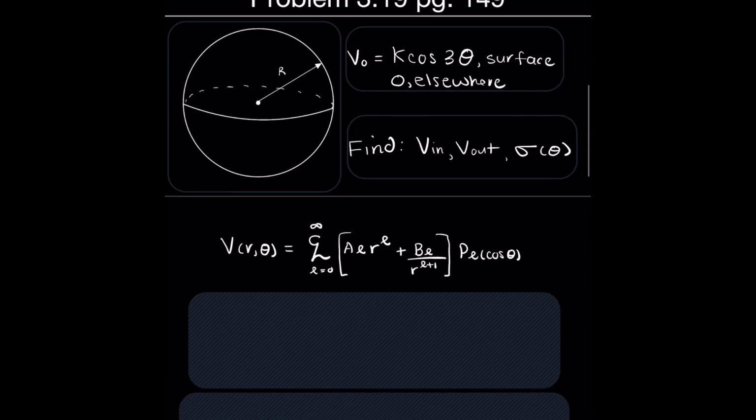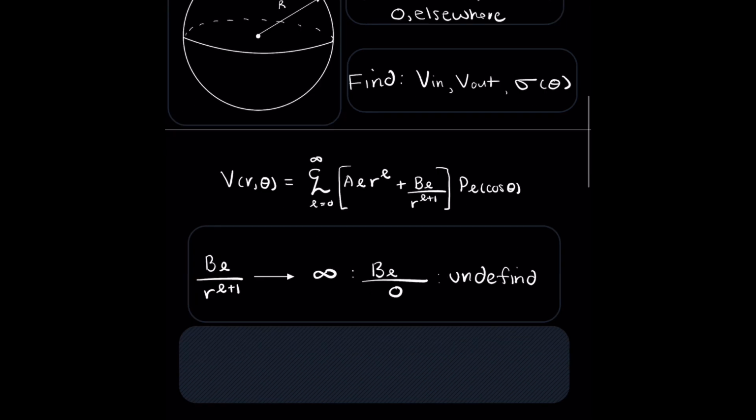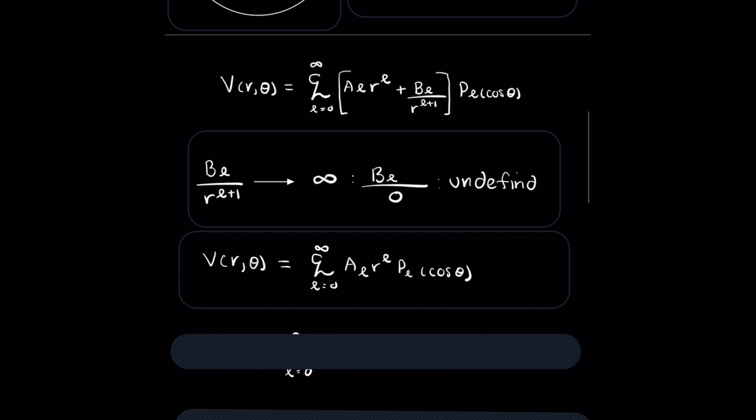Given the general solution that Griffiths gave to us, we will be finding V in using this expression, but if we look at the expression, this term in our summation, as r approaches 0 at the center of the sphere, will blow up to infinity because we have B over r to a power, and this expression turns into 0 at the center, and so we get something that's undefined. Therefore we will omit this part of the expression and we get a new expression given here.